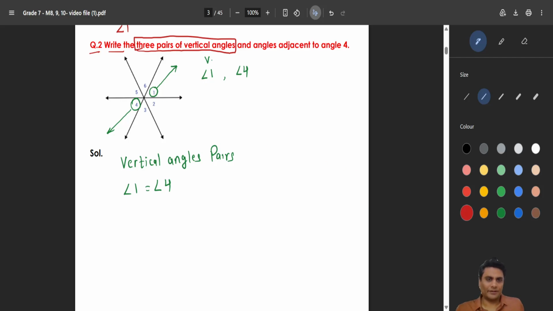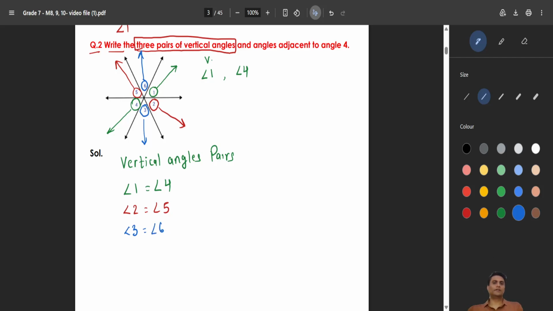What is the second pair? Let me take angle 2 now. Angle 2 is here in this direction. So what will be the opposite direction? Here. Yes? And angle 2 and angle 5 are also vertical angles. Then let us take angle 3. It is going here in this direction, downward. So the opposite direction will be here, upward. So I can say angle 3 and angle 6 are vertical angles. Correct? So part 1 of the question is done.